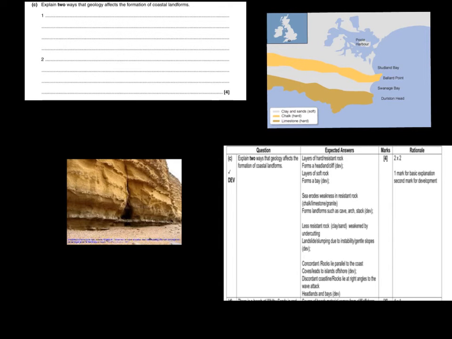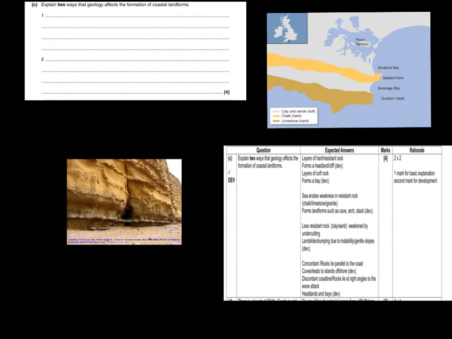Okay, now we move on to question C. This is a really interesting one, and again, it's quite a tough one for 4 marks if you don't unpick what is being asked. So look at the question. First thing you see says explain. Explain normally means you're going to use because. It certainly means you're going to develop your answers. And if you have a look, geology, so it's talking about rocks, rock types, features in rocks, affects the formation of coastal landforms. This means tell me something about geology and explain how it's going to cause a coastal landform. Once you've unpicked the question, it suddenly becomes a bit easier.